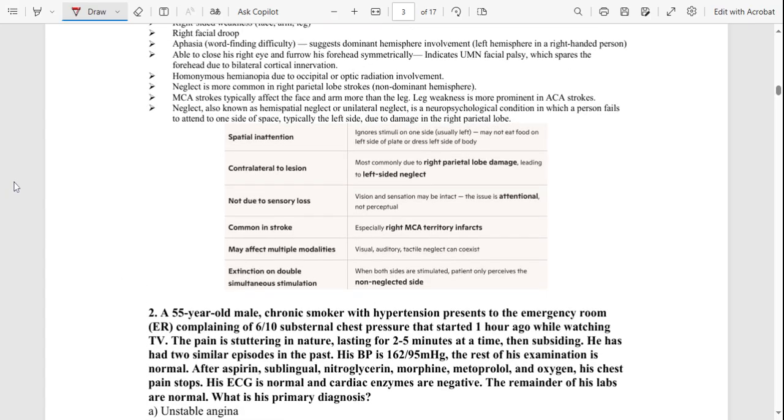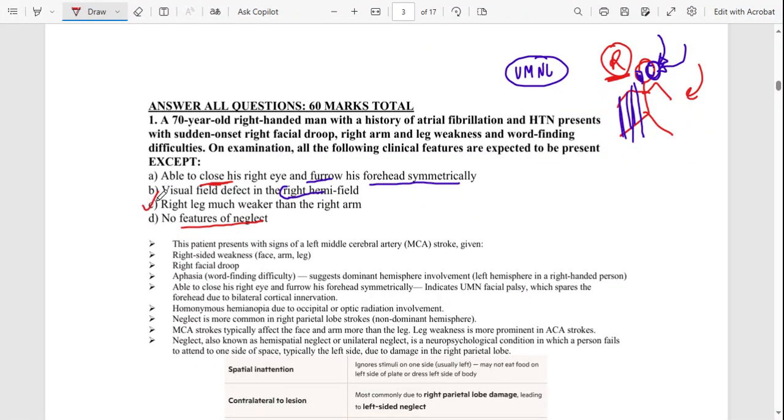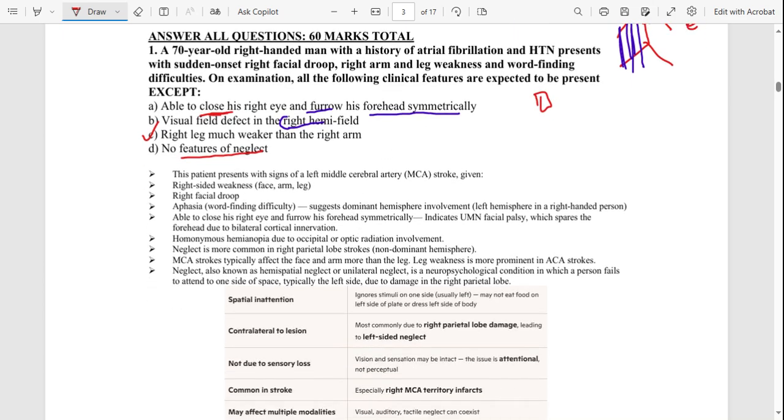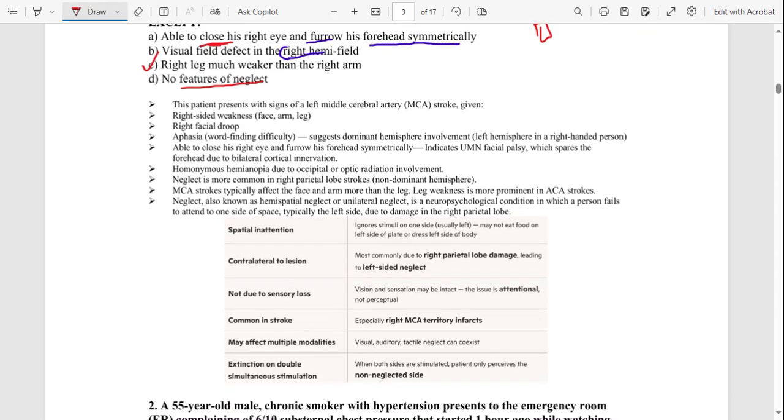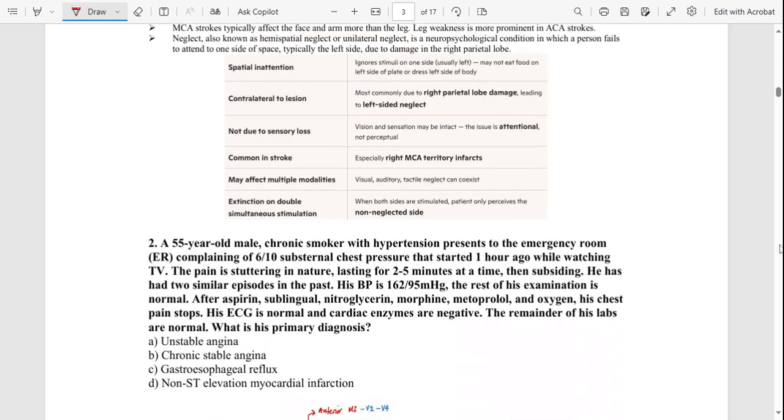Now, for the first question, the answer is this one: right leg and much weaker. So this one is an exception. So if there is an effect on one part of the brain, as in this one, where we're suspecting the middle cerebral artery, both sides of the limbs, I mean both upper limb and lower limb, will actually be equally affected. Yeah. So I hope we've gotten what has happened on this question too.